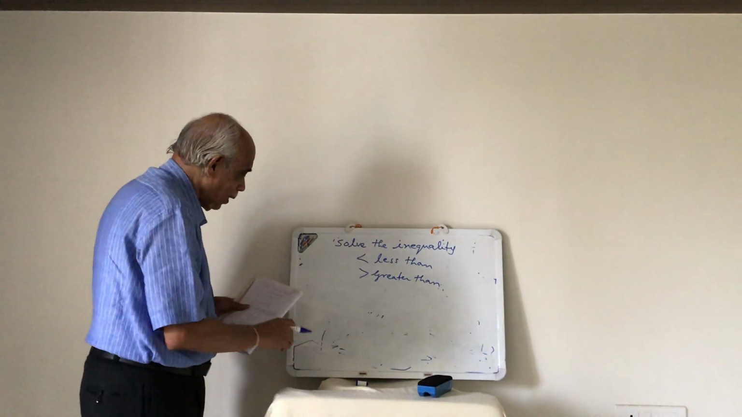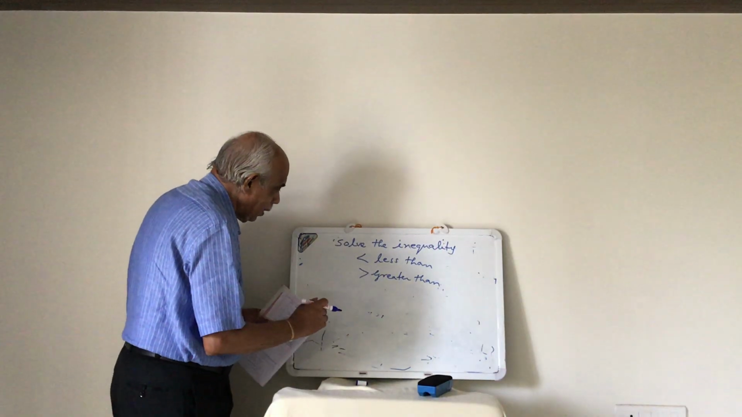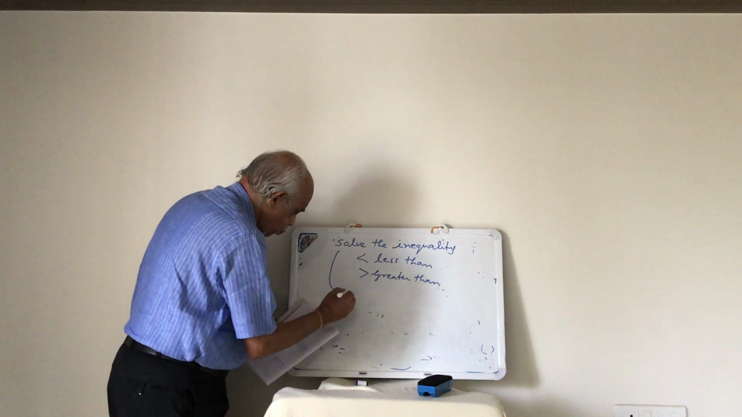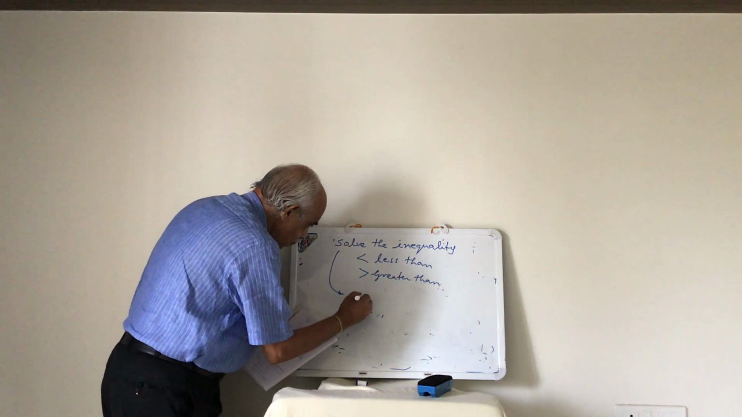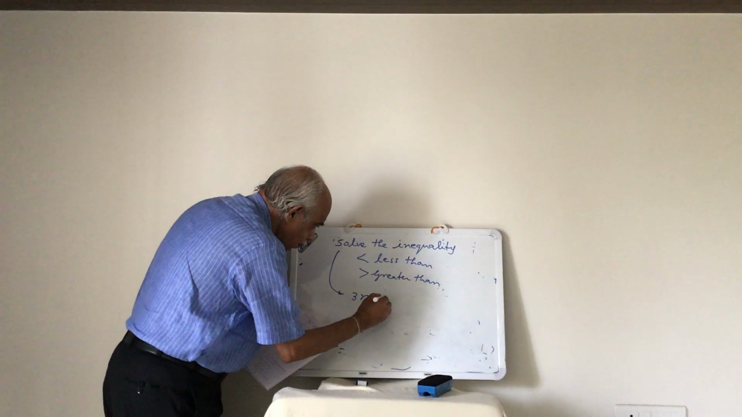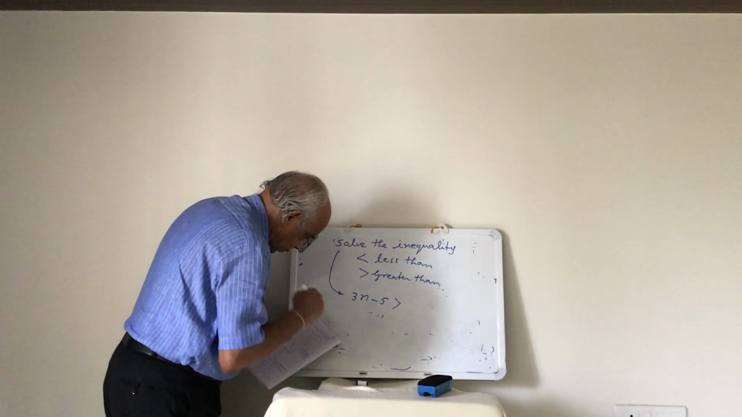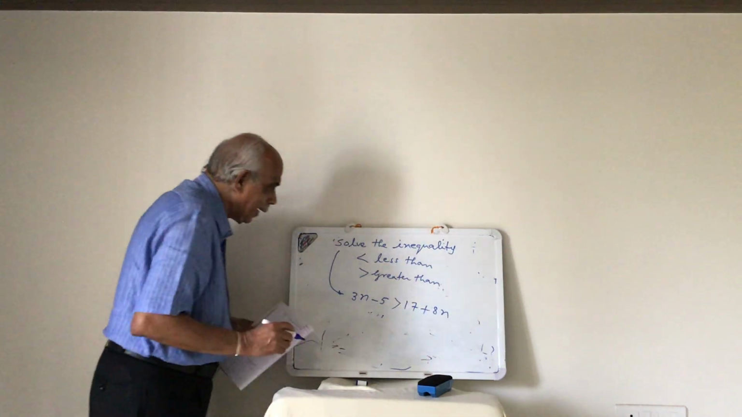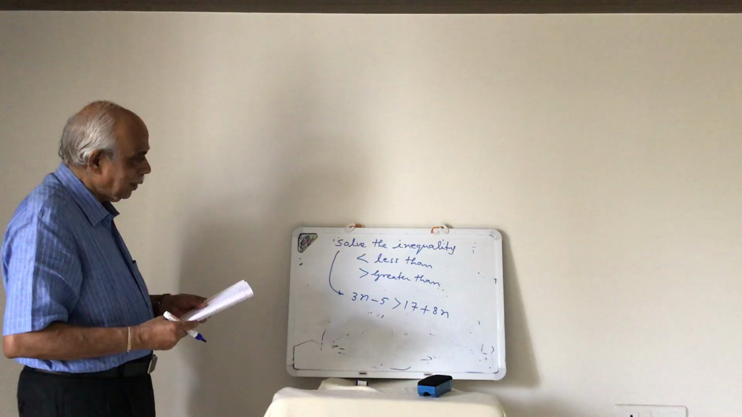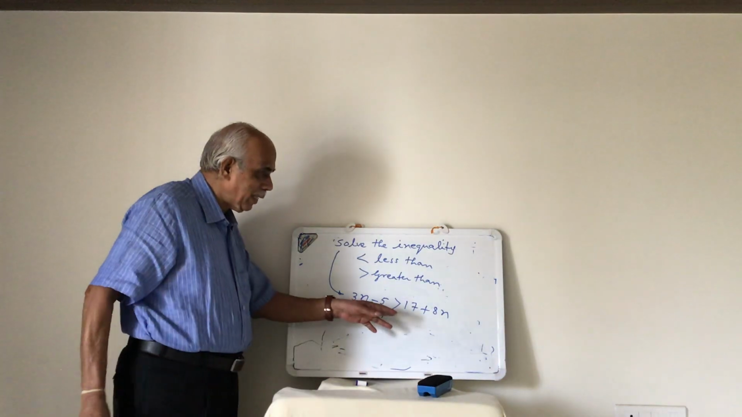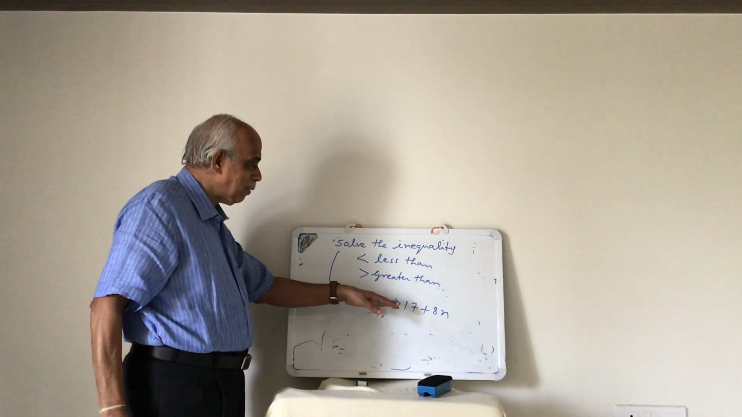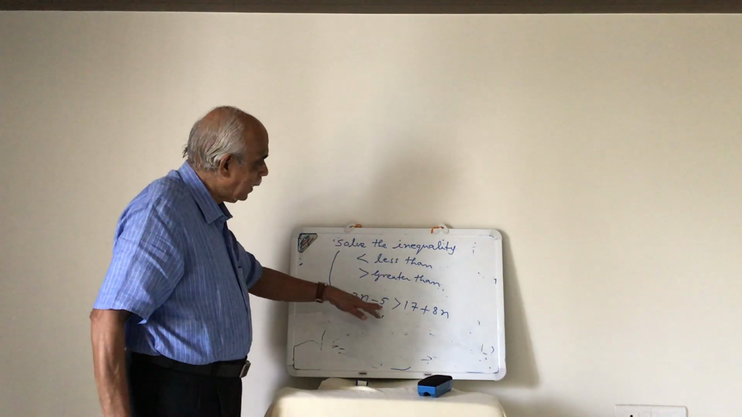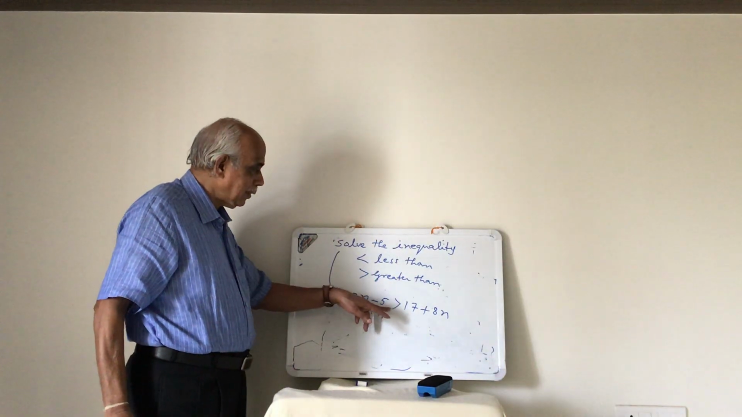So what is the sum given? The sum given is, we have to solve 3n minus 5 greater than 17 plus 8n. So this is the inequality given. Why inequality? Because it is not put in terms of equal to, like in an algebraic equation where we put something equal to something, but here either it is less than or greater than. Now here it is greater than this.